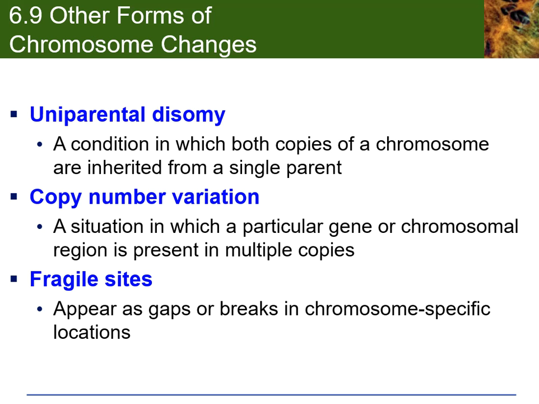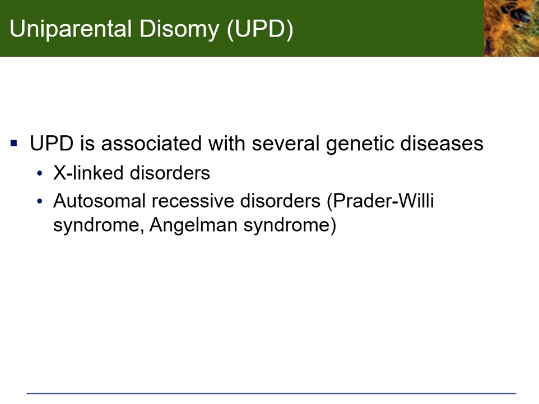Now, other forms of chromosome changes: there's uniparental disomy, which is a condition in which both copies of a chromosome are inherited from a single parent. There's copy number variation, which is a situation in which a particular gene or chromosomal region is present in multiple copies. And fragile sites appear as gaps or breaks in chromosome-specific locations. Uniparental disomy, UPD, is associated with several genetic disorders like X-linked disorders and autosomal recessive disorders like Prader-Willi syndrome and Angelman syndrome.